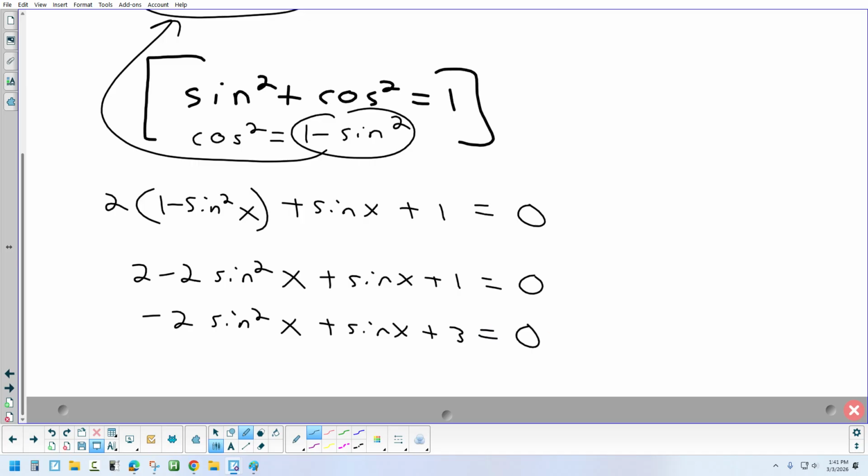Now, this is a quadratic. It is one that we can factor. But when you try to factor, there's something I don't like about this. What is it that you have right now that you don't want to have when you're trying to factor a quadratic?